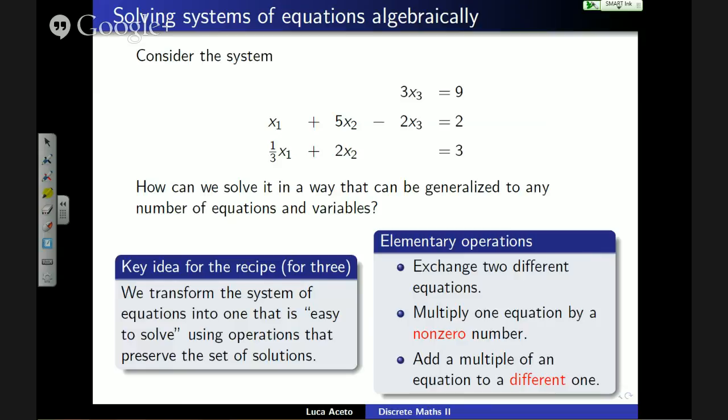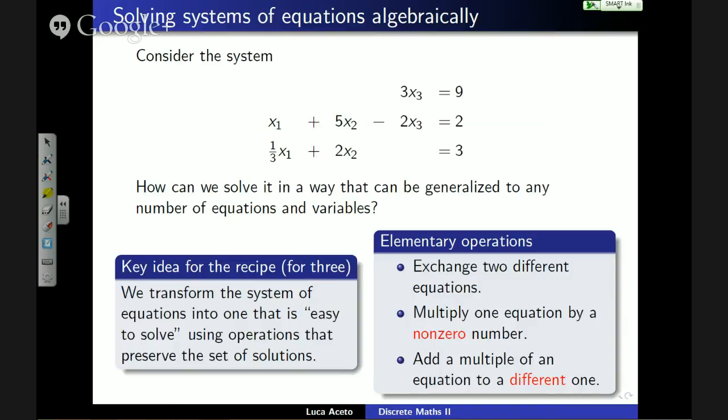A transformation that we want to apply to systems of equations in order to solve them should always have this property. Whenever you apply it, you should not change the set of solutions of the equation that you started from. Exchanging 2 equations does not change the solutions. What else can you do?